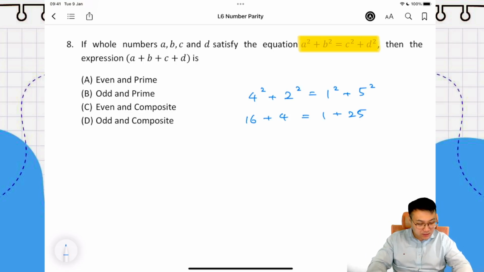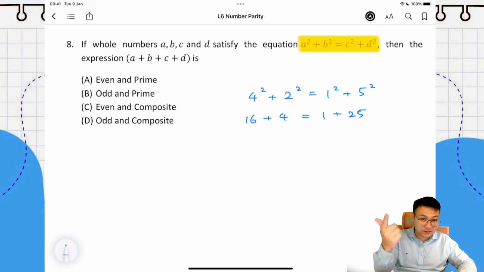They're just trying to tell you that we don't know what is A, we don't know what is B, we don't know what is C, we don't know what is D. Our purpose here is not to find what is A, B, C, and D. Our purpose here is only to determine if they are odd or even, and if they are a prime number or a composite number.